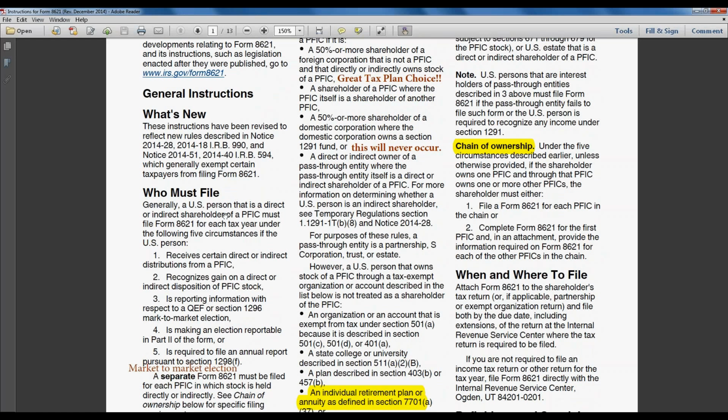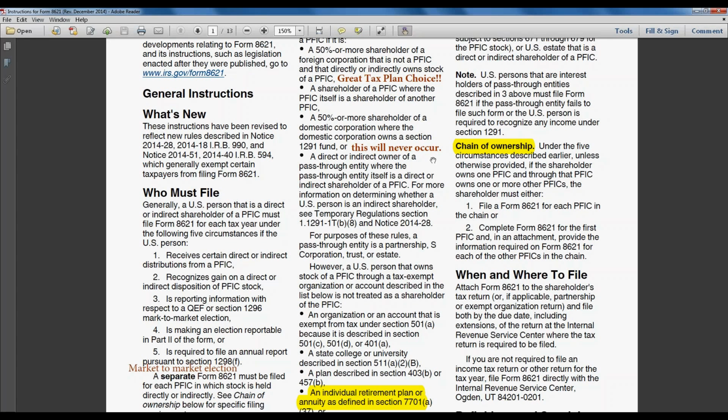I will receive a distribution from a domestic corporation at some time in the future, maybe, but it won't be a PFIC. I would not recognize gain. I would not be making the election. So just keep in mind that you can read this instruction, but you'll probably never have a case when it applies.